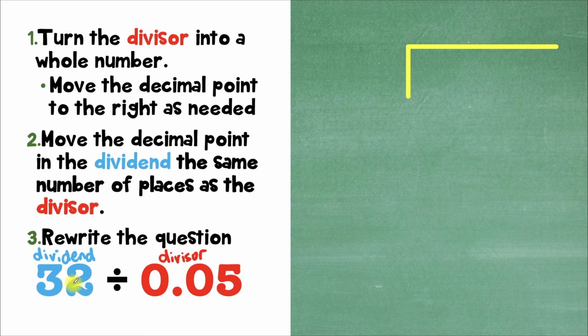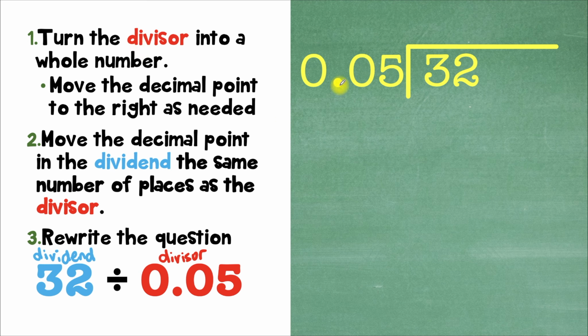Now that means that the 32, since it's the dividend, is going to go inside the house of long division notation. Therefore, the divisor is going to have to go outside the house. And now that we have everything where it's supposed to be, we can start following our steps. The first thing is to turn the divisor into a whole number.